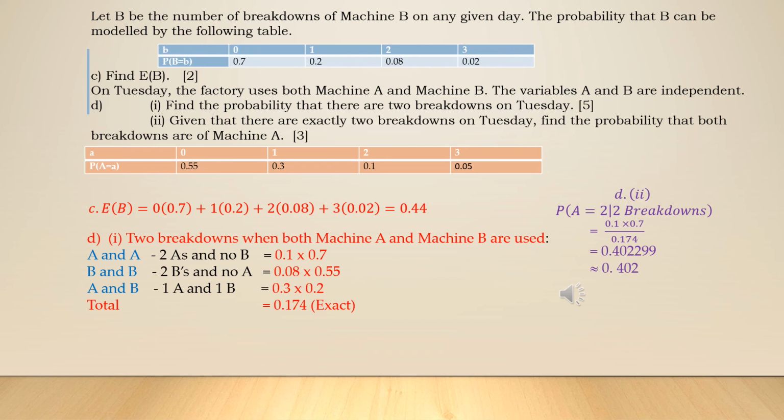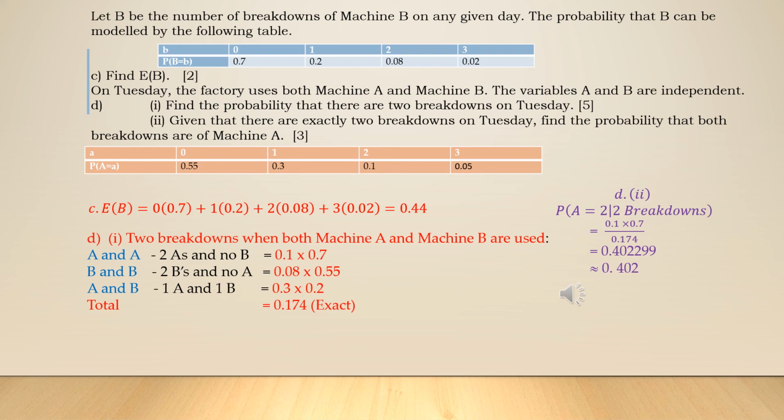So let's try to find out the probability of having 2 breakdowns from machine A and no B. So we look at the table. Here we have the table for A, which is in peach color. The probability of getting 2 A's is 0.1. And no B, we look at the blue table, it's 0.07. And then next is having 2 B's, so we look at the blue table. Probability of getting 2 B's for that particular day is 0.08. And no A is 0.55. Now, probability of getting 1 A and 1 B: 1 A is 0.3, that is in the peach color table, and 1 B is 0.2. You can find it in the blue table.